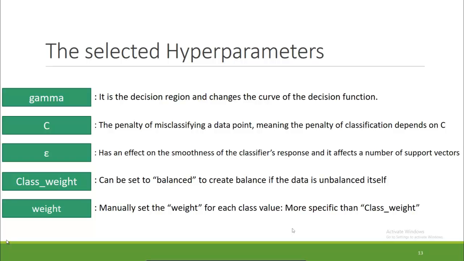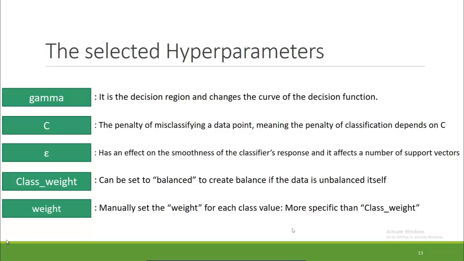Now, moving to the hyperparameters. They are parameters that we pass when we create our classifier, and they can make a huge difference in the hypothesis that the classifier arrives at. Let's start with gamma. If you don't set it, basically a nonlinear model will almost look like a linear model, which means that gamma defines the decision region. If this parameter is low, then the curve of the decision boundary is low, meaning the decision function is broad.